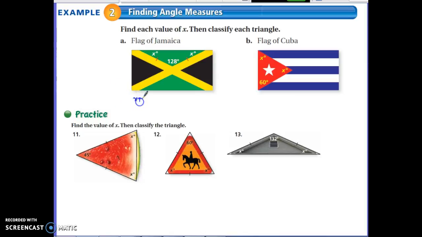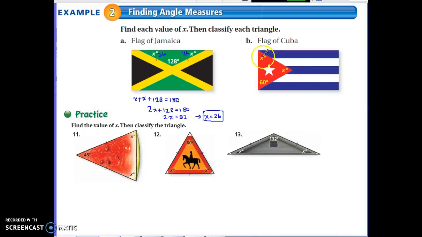So x plus that third angle of 128 has got to be our 180, or 2x plus 128 is going to be 180. Subtracting your 128 from both sides, you will get 2x is equal to 52. And when we divide by 2 on both sides, we find that x is going to equal 26. And of course, you can go back and check this by plugging everything in. When you put a 26 here for x and here for this x, those three numbers should add up to 128 degrees.